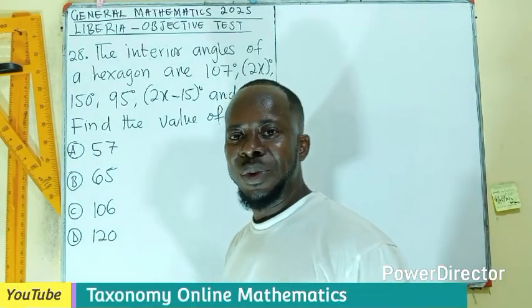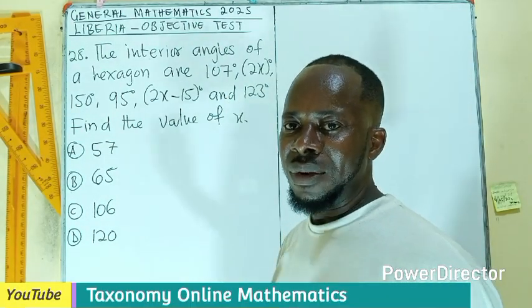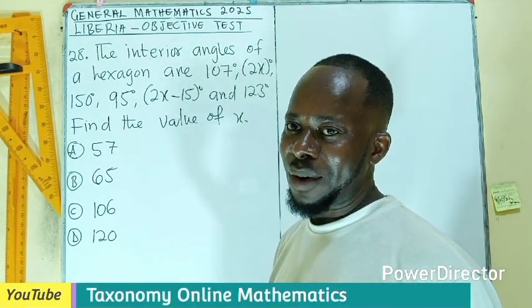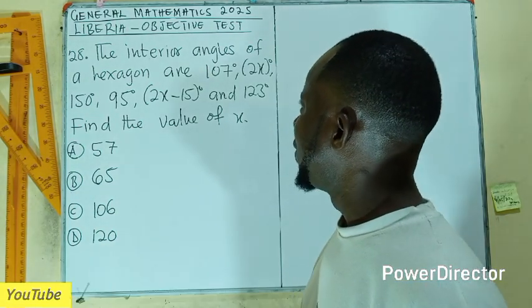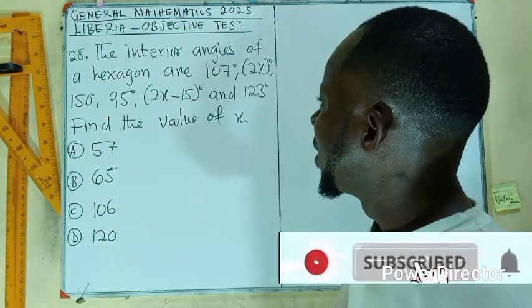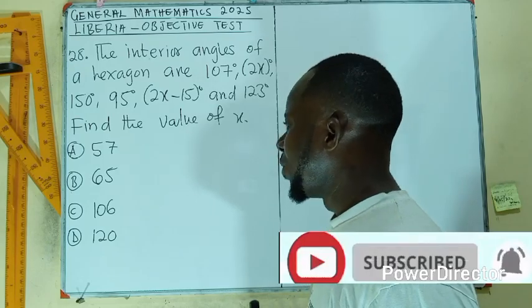Okay, let's do this one. 25 General Mathematics for Liberia, question number 28. The interior angles of a hexagon are given. We have to find the value of x.